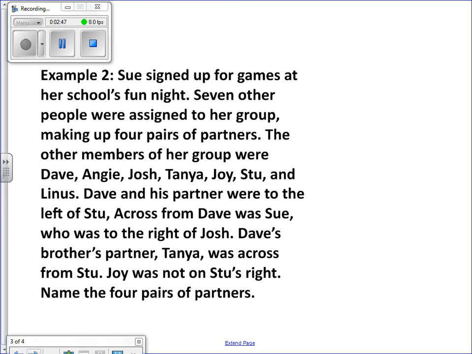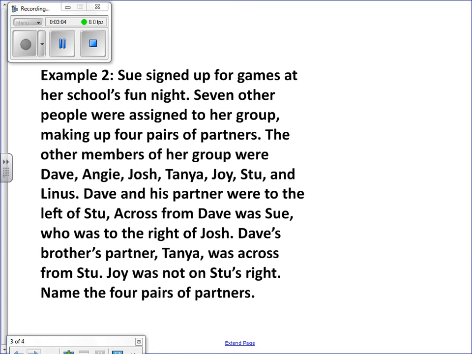Dave and his partner were to the left of Stu. Across from Dave was Sue, who was to the right of Josh. Dave's brother's partner, Tanya, was across from Stu. Joy was not on Stu's right. Name the 4 pairs of partners.